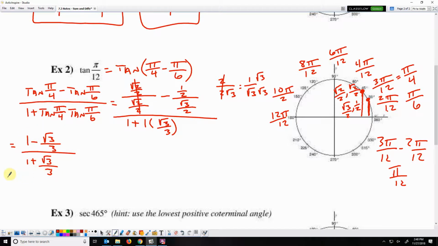denominator. 1, written with a common denominator here, is going to be 3/3. So it's 3/3 minus root 3 over 3 over 3/3 plus root 3 over 3. So now I can simplify that to 3 minus root 3 all over 3, and 3 plus root 3 all over 3.